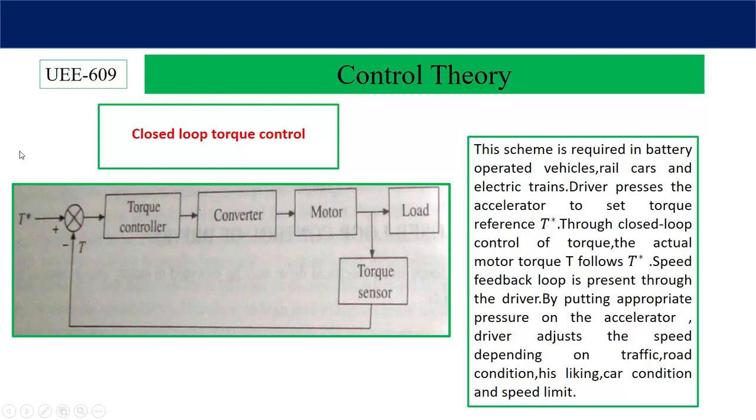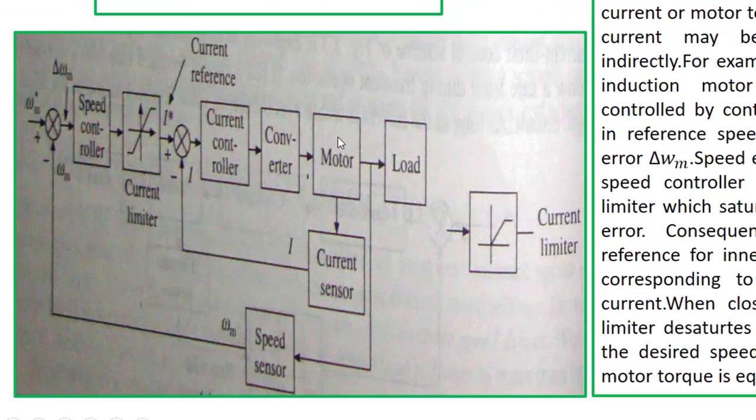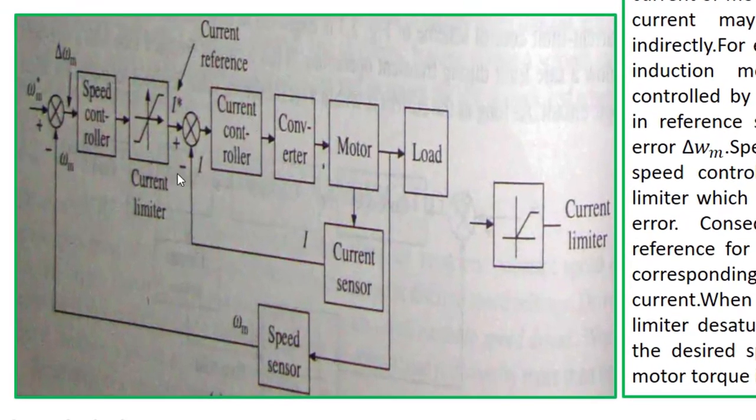Now let's see speed control. Here we can see there are two loops. This is your inner control loop and this is your outer control loop. The function of the inner control loop is to limit the current within a safe limit, and the outer control loop is to obtain the desired speed omega m star.